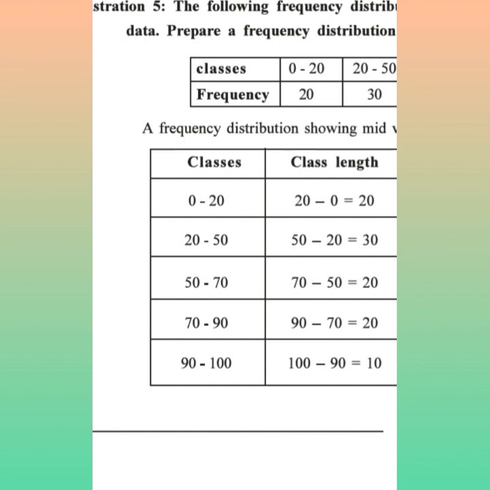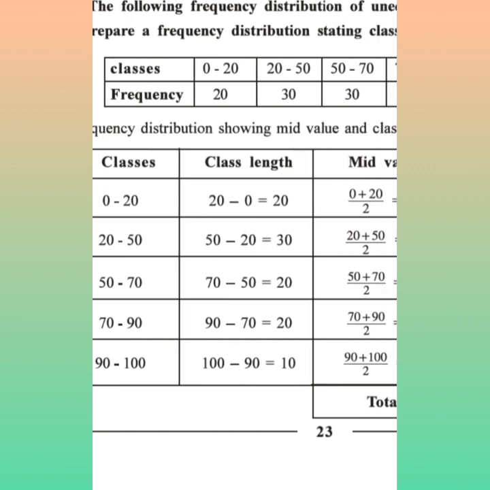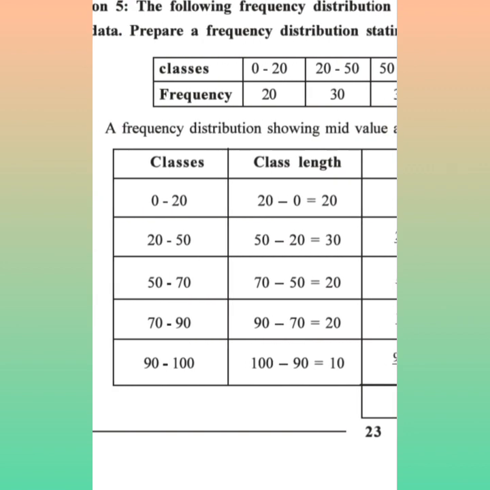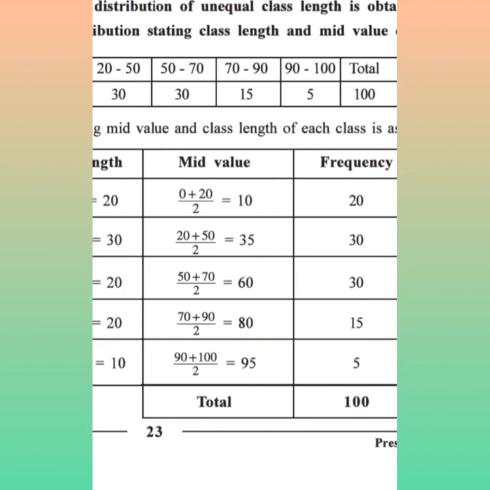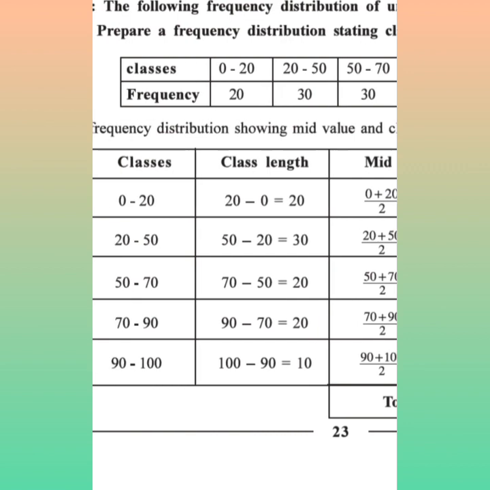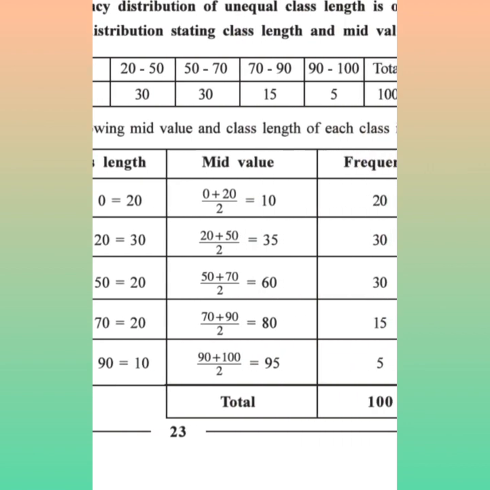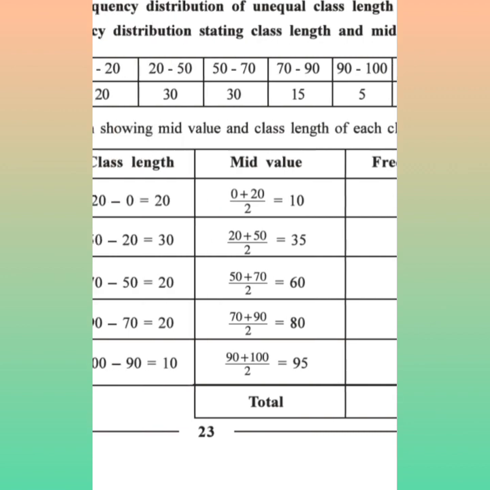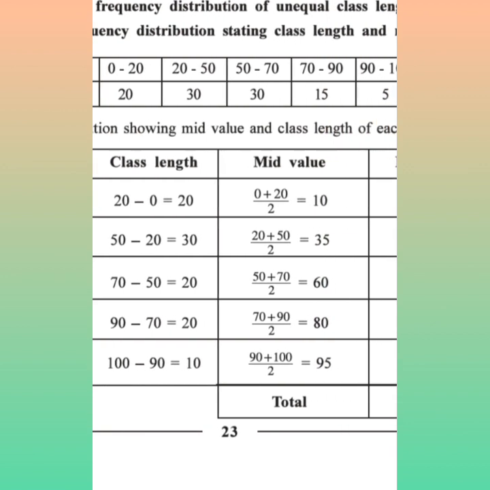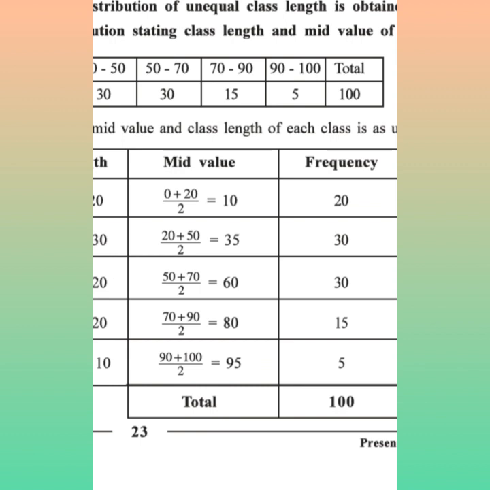Now how shall we do this? See, the classes have been given to us. Our first column would be of classes. It has been given 0 to 20, 20 to 50, 50 to 70, 70 to 90, 90 to 100. You are going to write it from the table above. Then similarly, they have given us the frequency. Frequency you should always take at the last. That is 20, 30, 30, 15, 5, and the total will come up to 100, right, if you add the frequency.